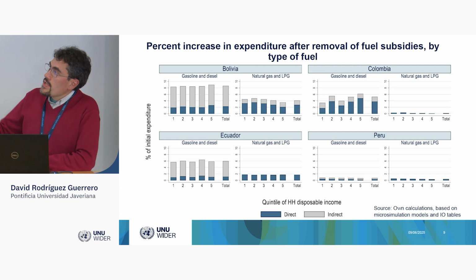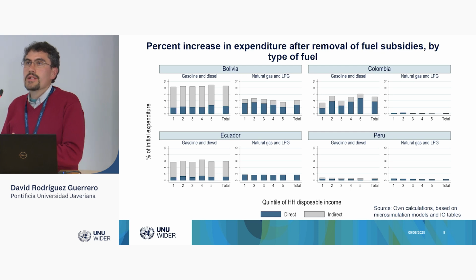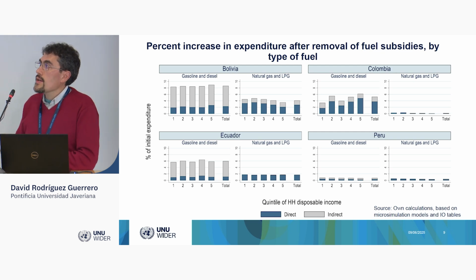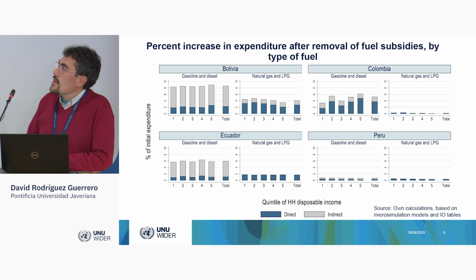And we see that, for instance, for gasoline, the indirect effect is higher in Bolivia, but the direct effect is lower. So the idea here is that this change in the price of gasoline is going to increase the price of other commodities, not so much the gasoline itself affecting the household. And for Colombia, on the other hand, the direct effect is higher than the indirect effect.